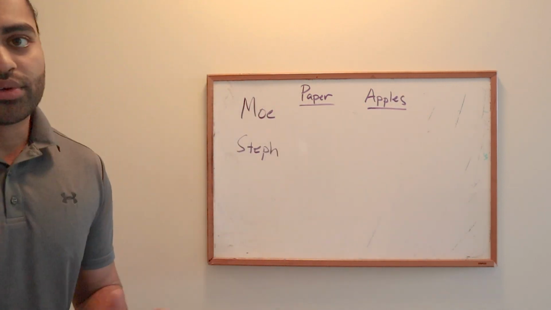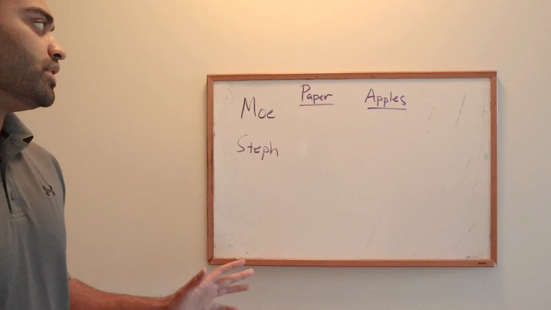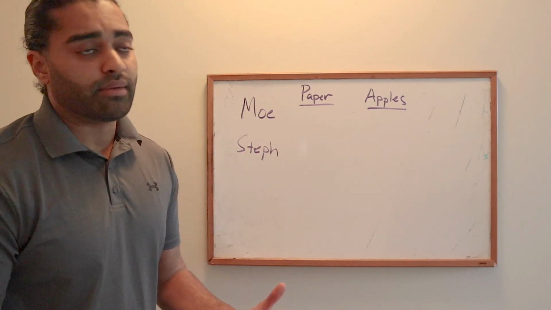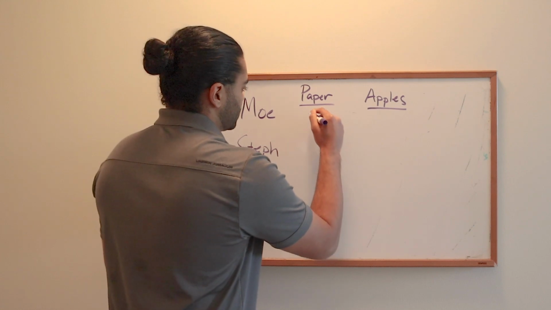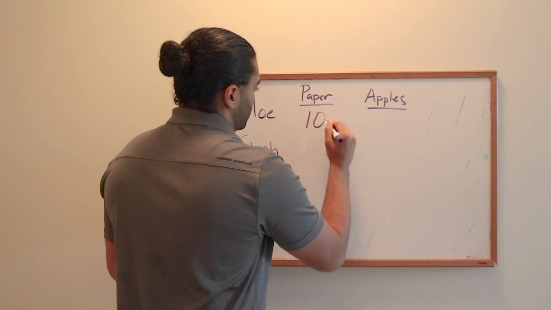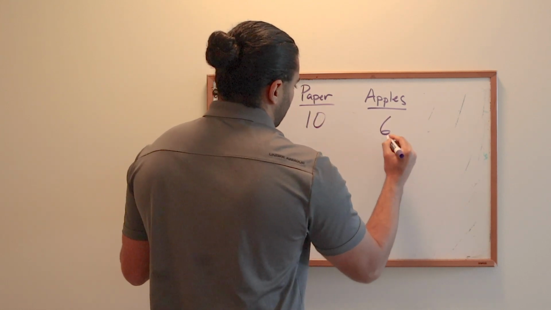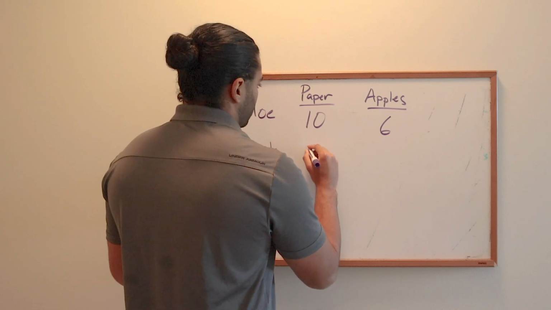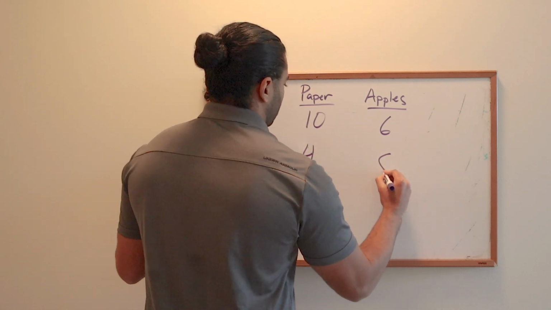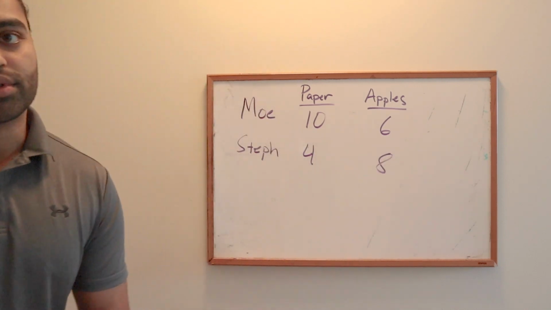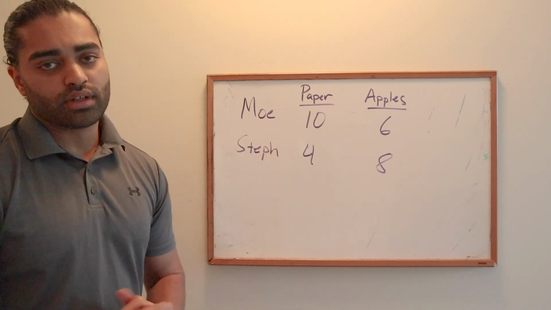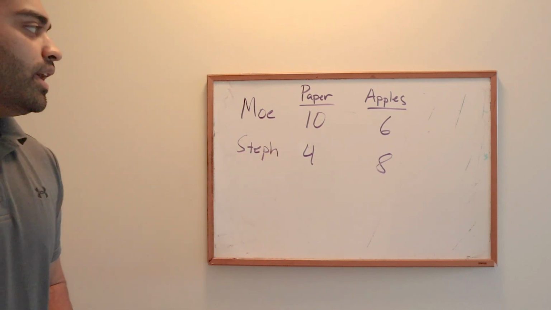So given their amount of resources, they're both going to have the same access to resources. They're just going to be producing different amounts. So for Mo, let's just say she can produce 10 pieces of paper or 6 apples, and then Steph can produce 4 pieces of paper and 8 apples. So again, these are just numbers I gave to you. These are just completely drawn up.